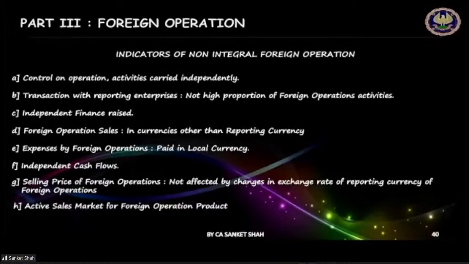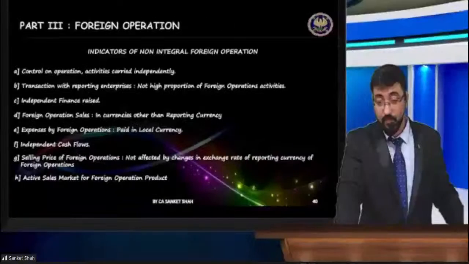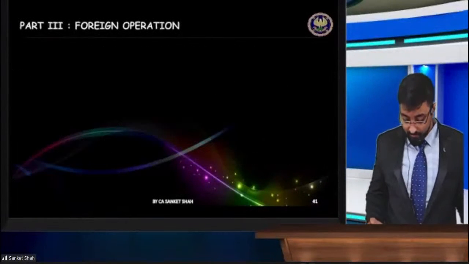So foreign operations, indications, yes, over. So skip 10 to 12 lines for these indicators. In the exam, in a theory question, you may get this question. In theory, indicators.